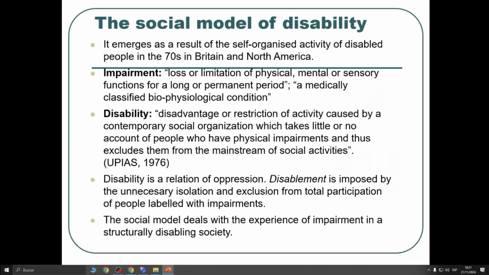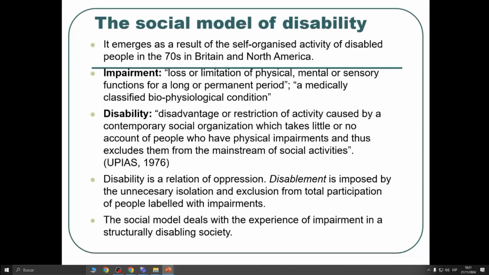And disability is different from impairment. Disability consists of a disadvantage or restriction of activity which is caused by a contemporary social organization which takes little or no account of people who have physical impairments, and thus excludes people from the mainstream of social activities. In other words, disability does not happen at the level of the individual body or the individual functioning.